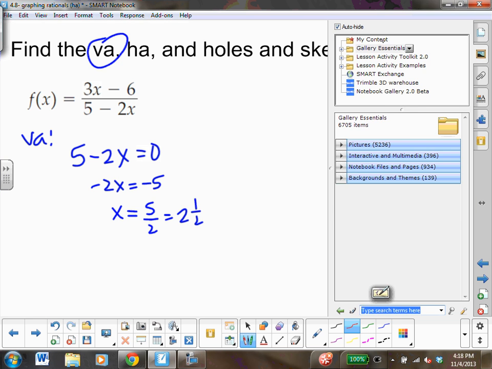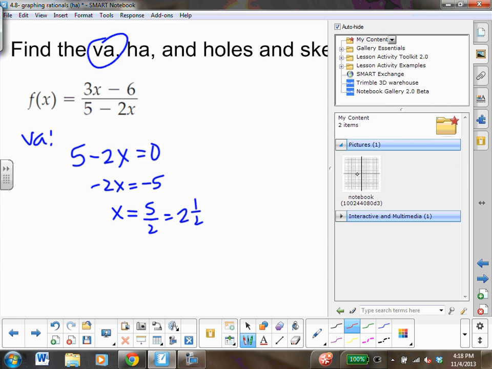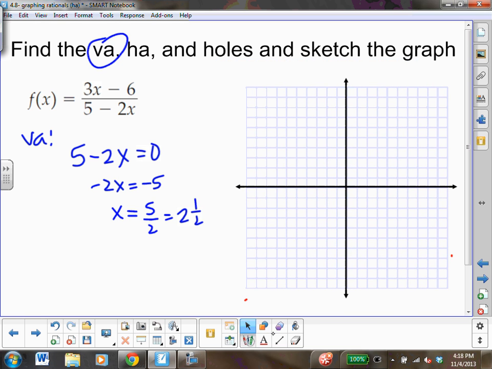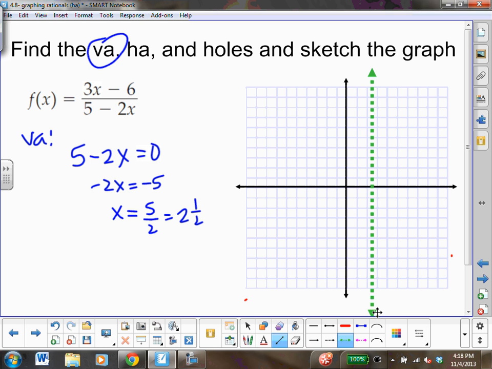So let me get my graph paper out. And I'm going to go ahead and draw my vertical asymptote at x equals 2.5. 1, 2.5, about right there. I typically draw my asymptotes as dotted lines because the asymptotes don't exist in the function. They just cause and give the function its shape.